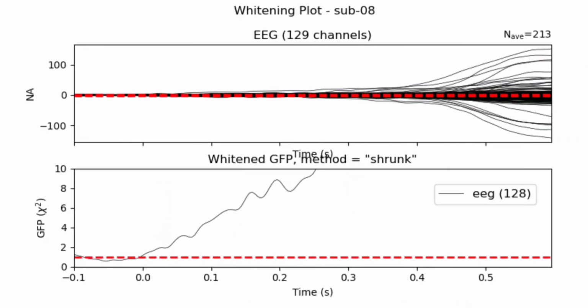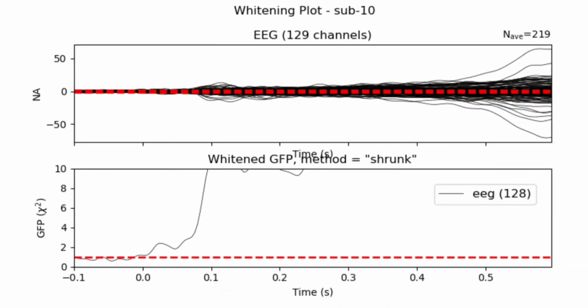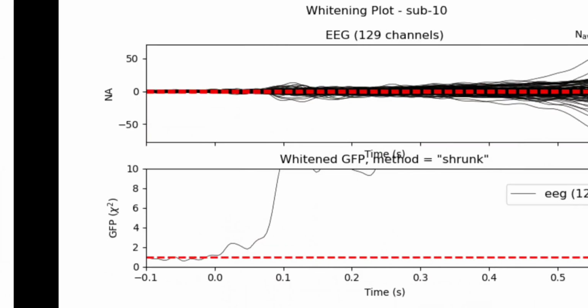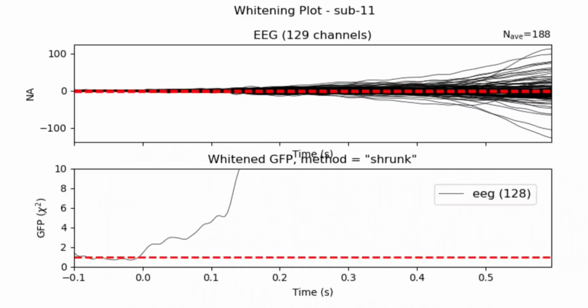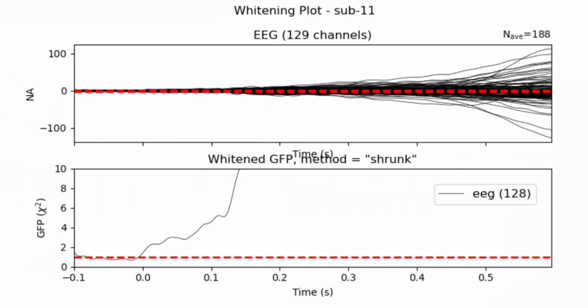Sub-09 and Sub-10. Excellent, very clean baselines and sharp, strong post-stimulus responses in the GFP. Sub-11 and Sub-12, good, with minor drift, similar to Sub-08. The baselines are perfect, but there is some slow potential drift after the stimulus onset. Again, this is not a problem for the validity of the inverse solution itself.